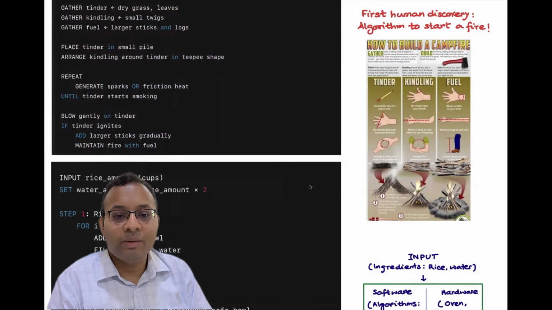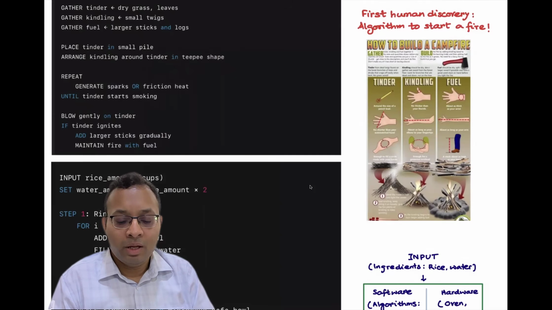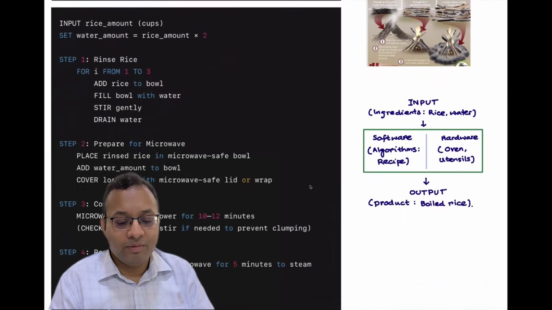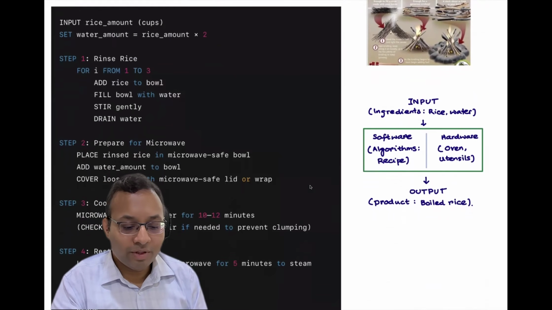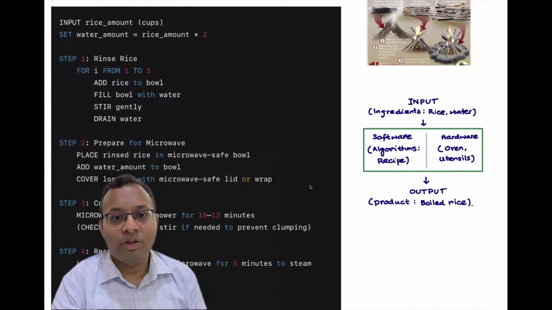This is a step-by-step, unambiguous set of instructions which are explicit. And this was probably the first human invention. Let us see another example, which is cooking rice. In this case, we have some input, which is how many cups of rice we want to eat. We set the water amount to be 2 times the rice amount.